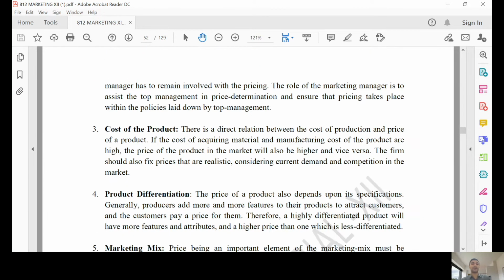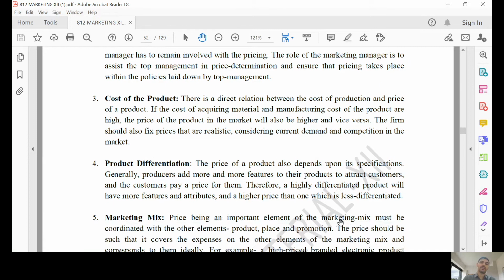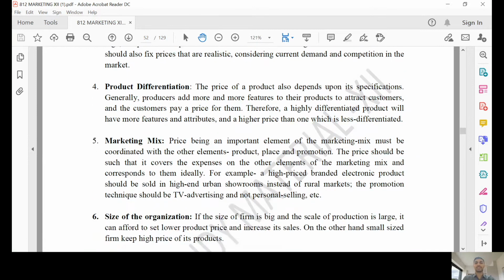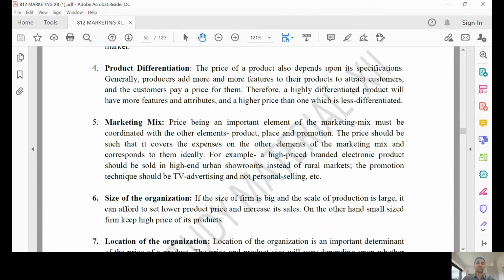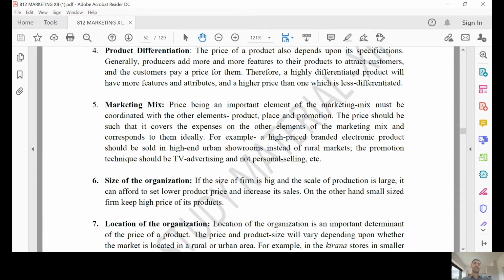And next one is cost of the product. If the cost of the product, like cost of raw material, cost of labor, the manufacturing cost and all, is higher, in that case the selling price also will have to be higher. Product differentiation. If we are trying to differentiate our product by adding more features, then also we are forced to increase the price of the product. And marketing mix elements like product, promotion and place also influence the price.